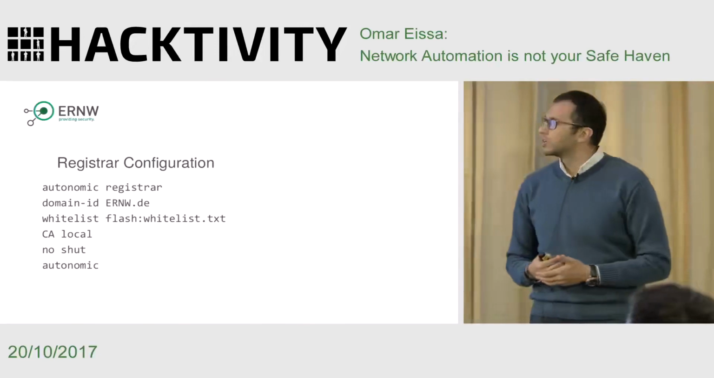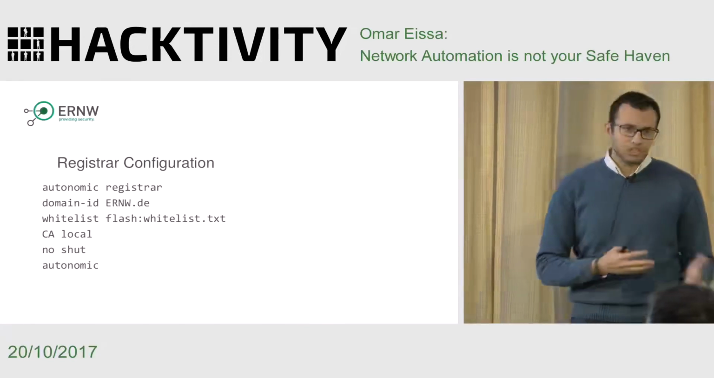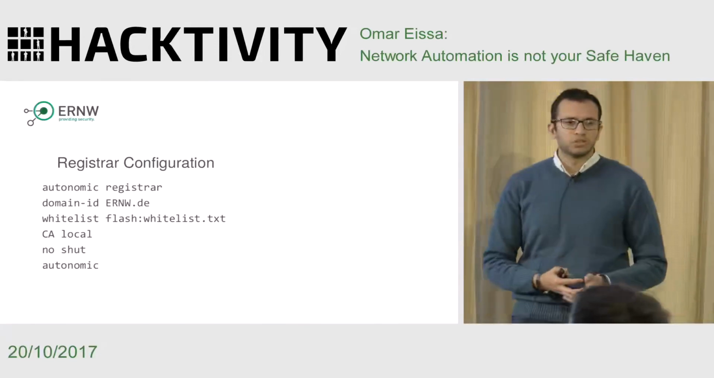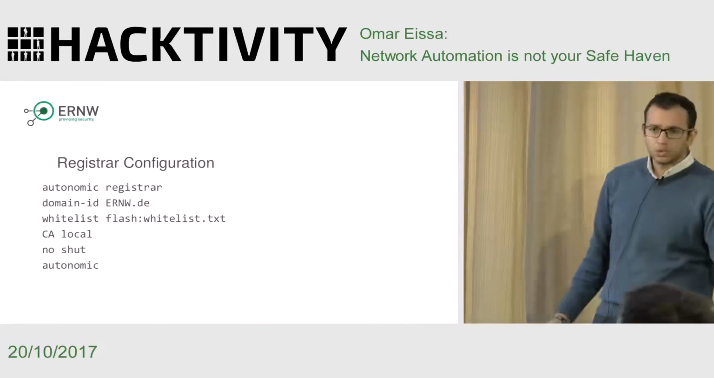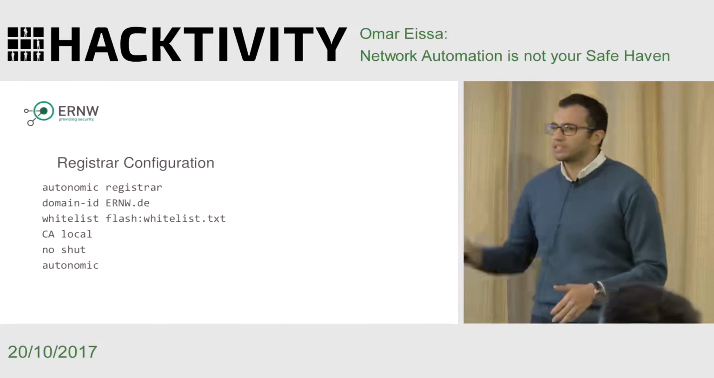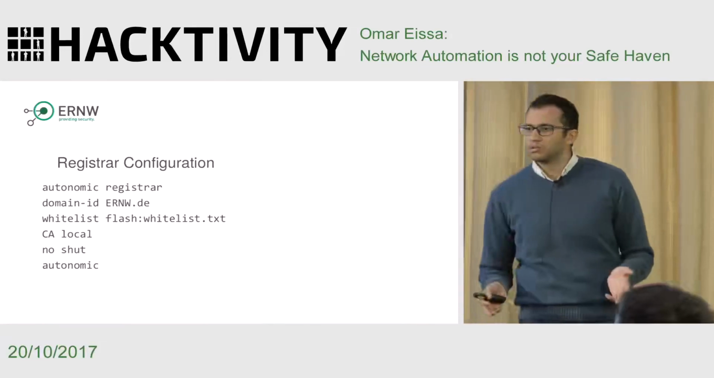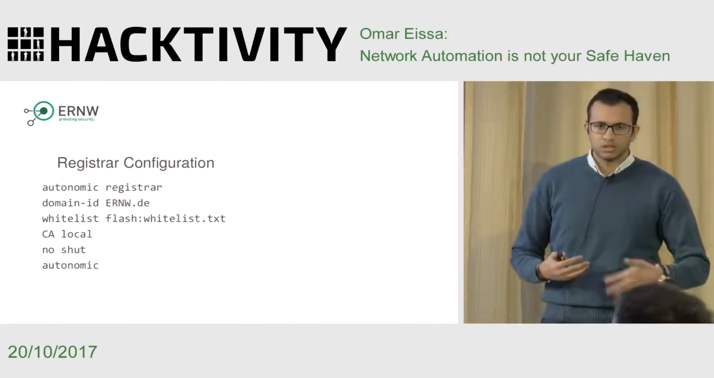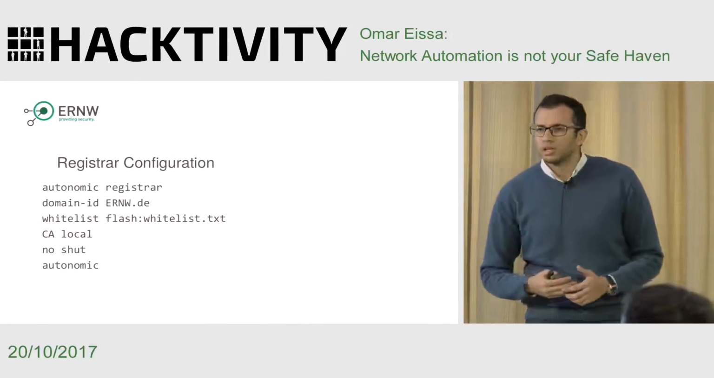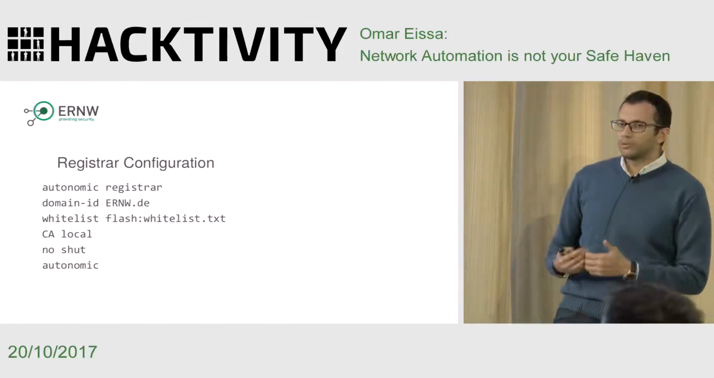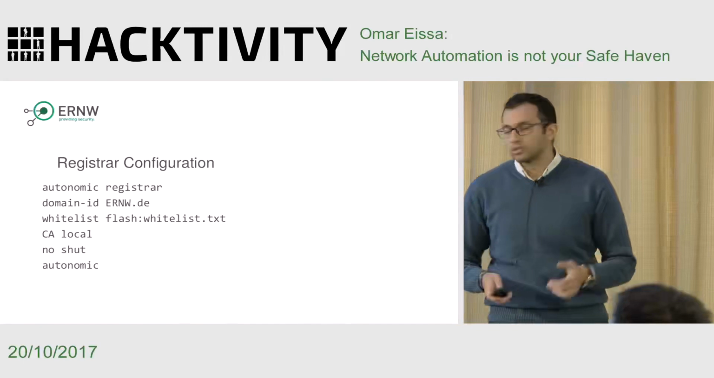If you don't put a whitelist, then every device will be accepted in your network. After that, you will define what's the type of CA, the one that will be issuing the certificates. Is it local, the same device, or do you have a dedicated one, and you can write its IP address? And that's all. After that, just no shutdown, enable the services and autonomic. It's as simple as this: 3, 4 commands, and you have a fully running network.